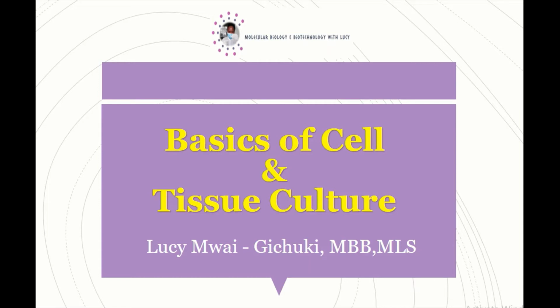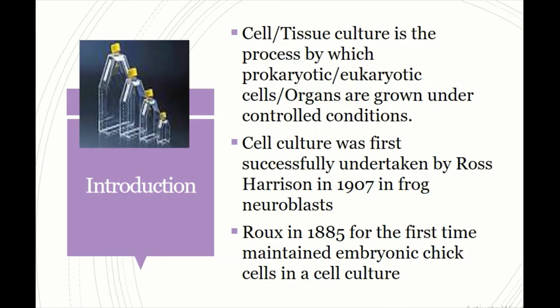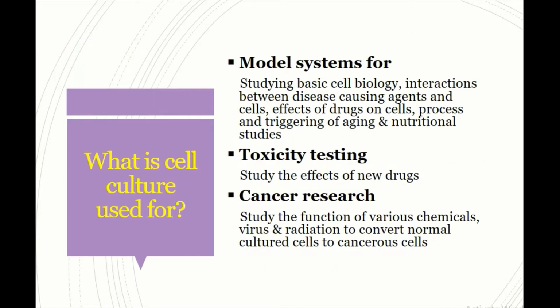Today we look at the basics of cell and tissue culture. This is the process by which prokaryotic or eukaryotic cells or organs are grown under controlled conditions. This was first done in frog neuroblast in 1907 by Ross Harrison, and also Roux in 1885 had first been able to maintain embryonic chick cells in a cell culture.